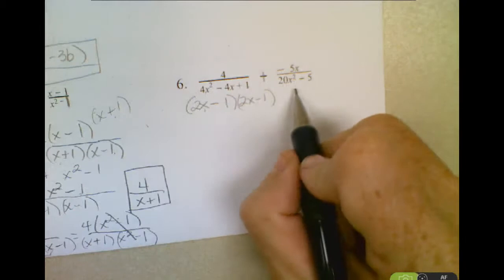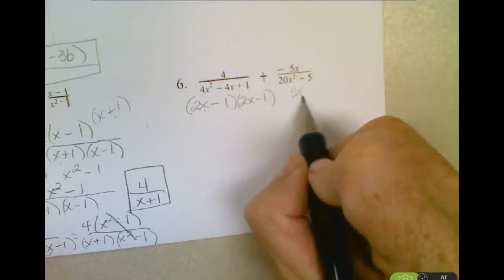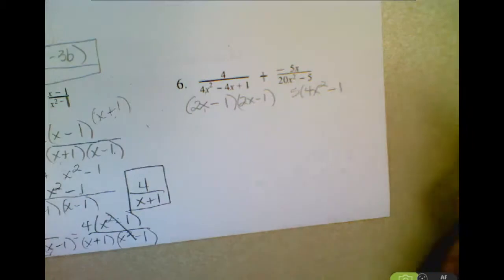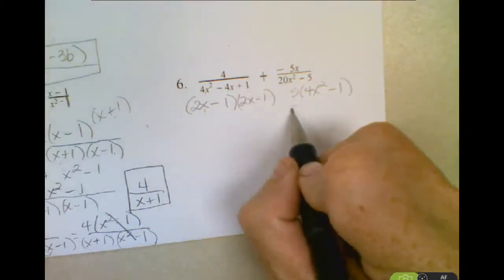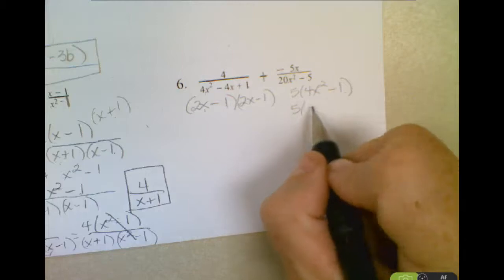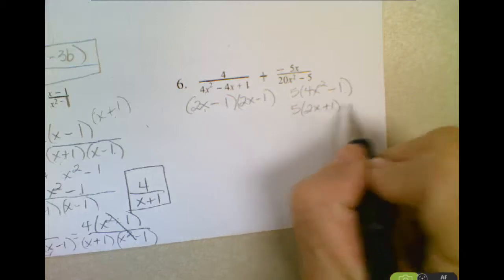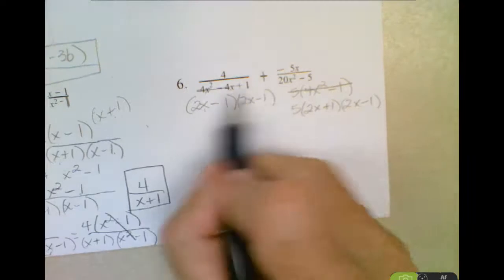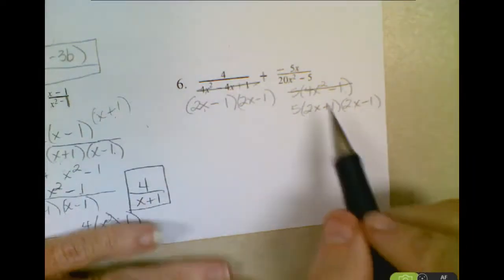20x squared minus 5. You can factor out a 5 and a 4x squared minus 1. Which would further factor down, this is a perfect square, this is a perfect square, no middle term, and there's a negative, so that's going to be (2x plus 1) and (2x minus 1). So as you go, I cross things out.